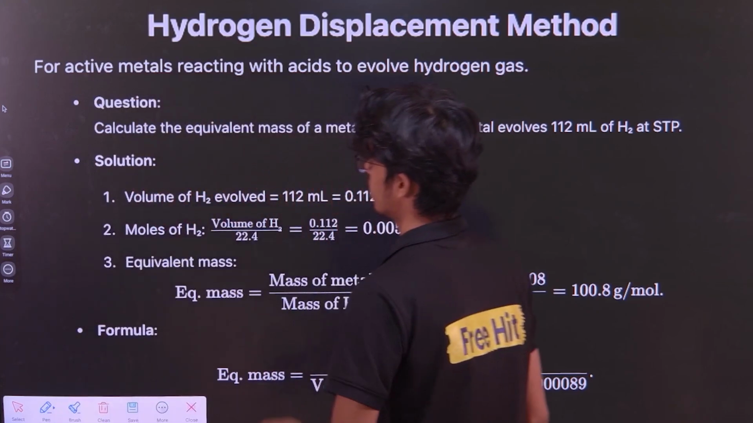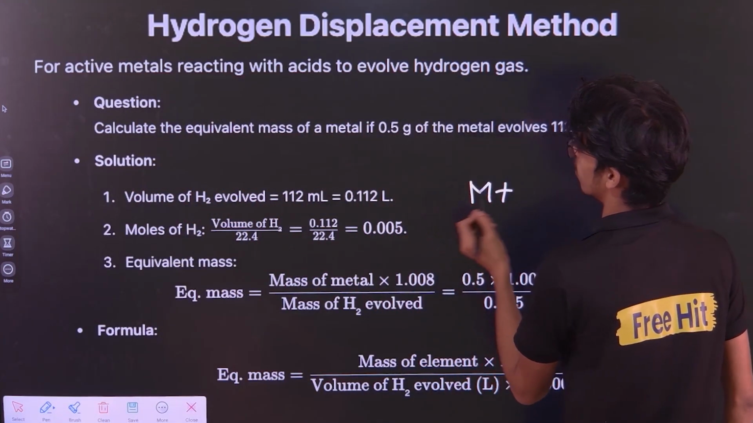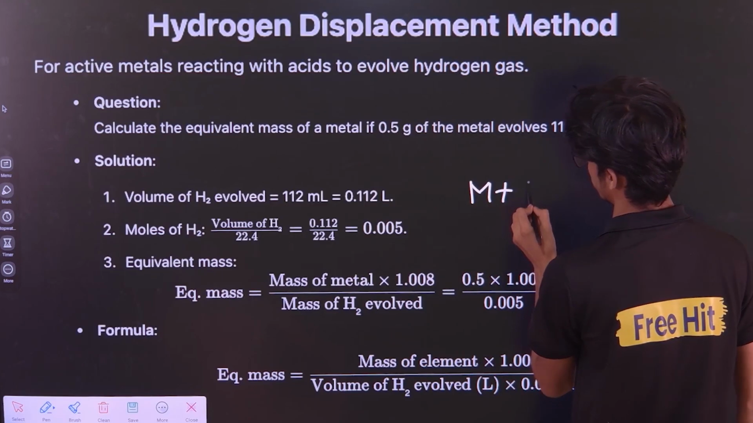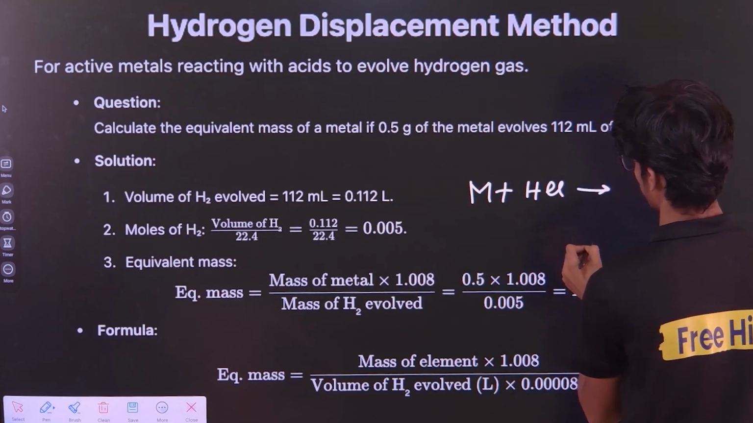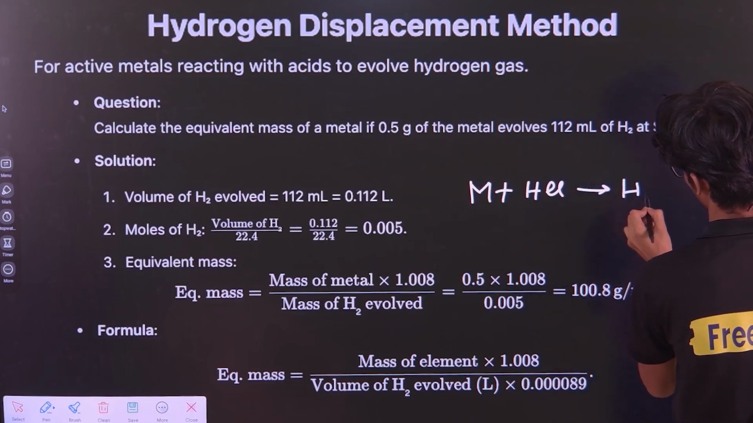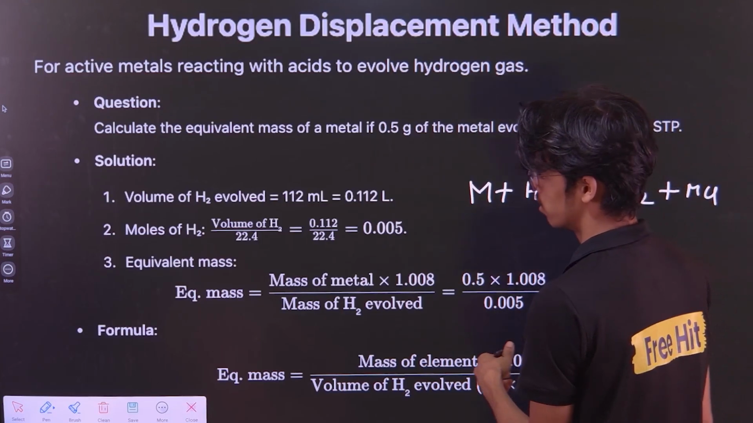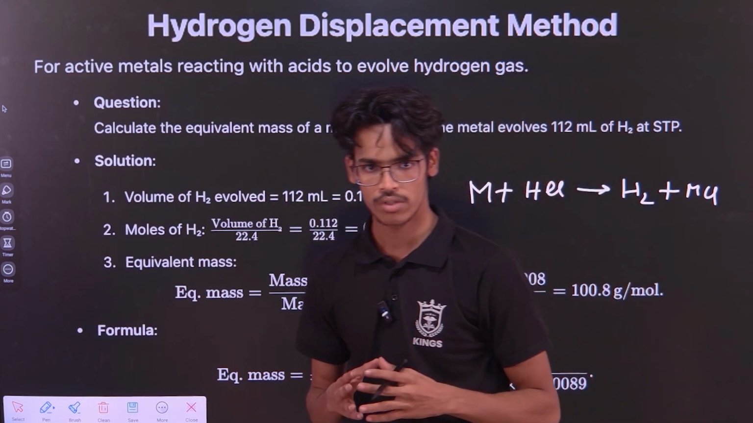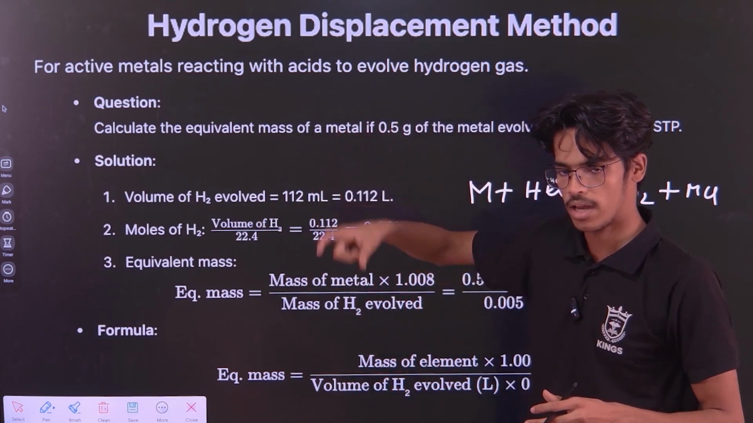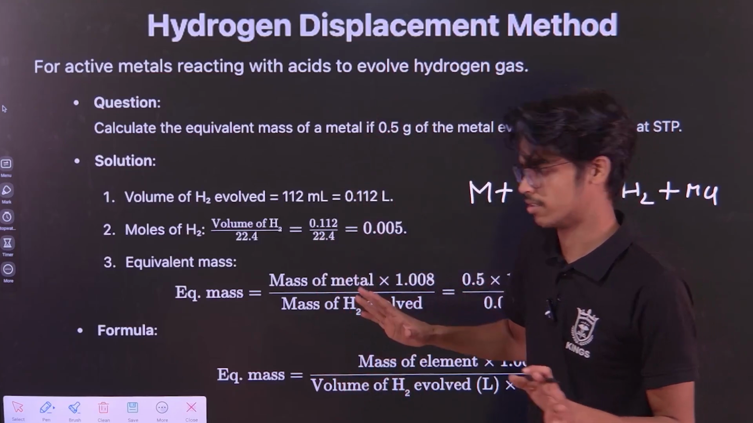So the metal is reacting with some acid, HCl, to evolve hydrogen gas and MCl. Now this is the reaction. So, the type of questions that you are going to receive: in this session you only need to focus on the type of question and how the formula is going to look. Type of question, formula, that's it.